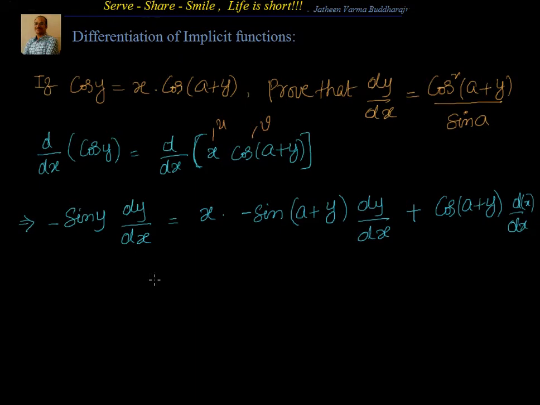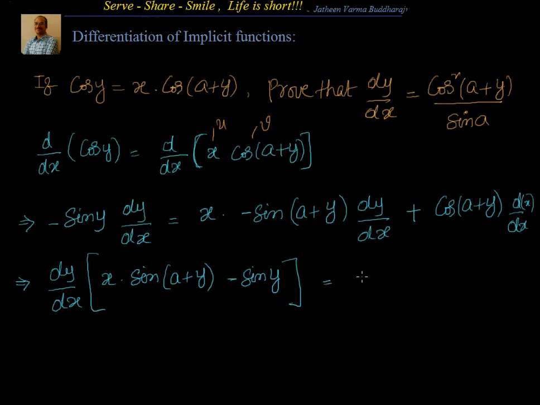In the next step, let's try to get all dy by dx terms to one side. It will be dy by dx into x multiplied with sin of a plus y minus sin y is equal to cos of a plus y.